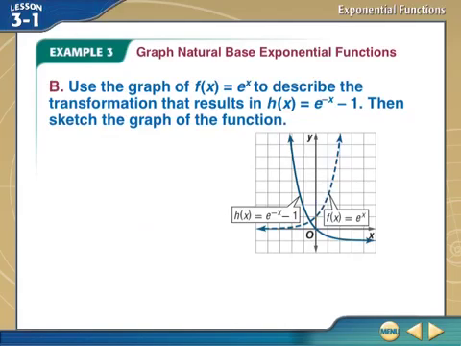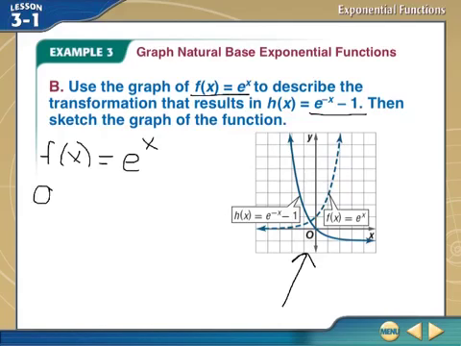In Example 3, part B, we're asked to use the graph of f of x equals e to the x, so same parent function, and we are going to describe the transformation that results in h of x equals e raised to the negative x minus 1. We're then going to sketch the graph of this function. We already have the graph here. We want to describe the transformation comparing f of x, which is e to the x, and h of x.